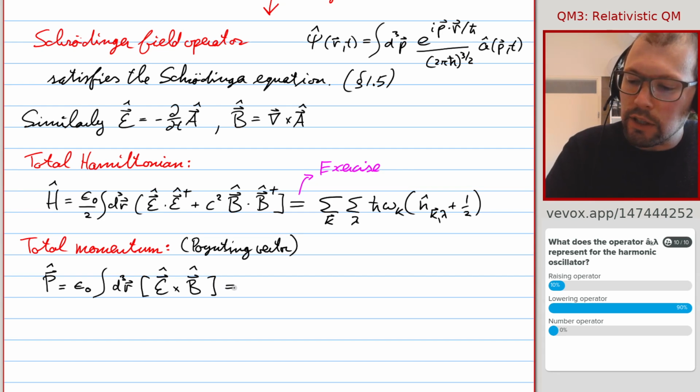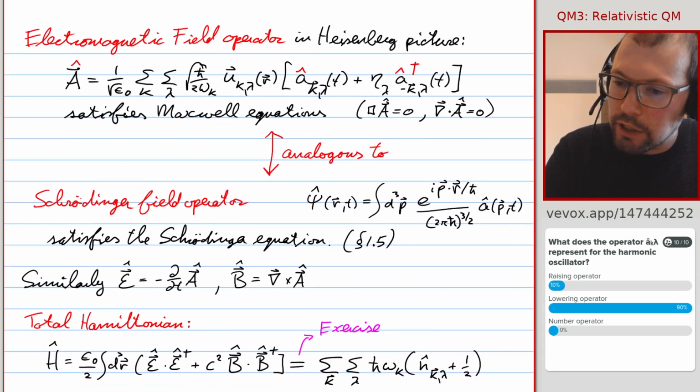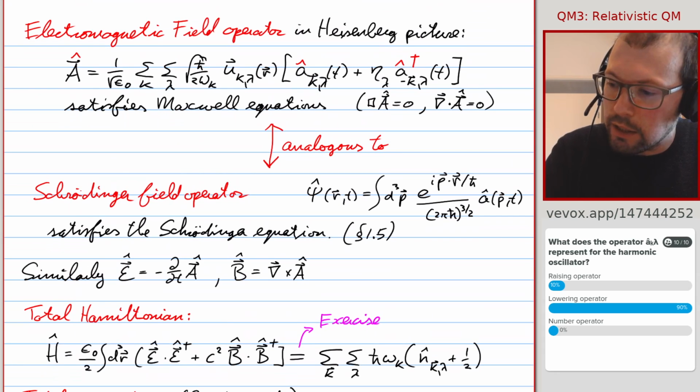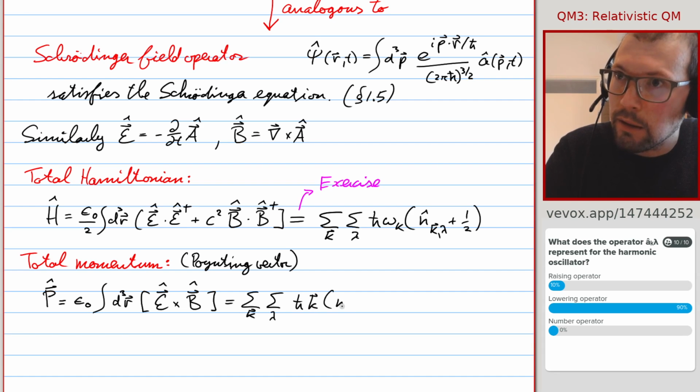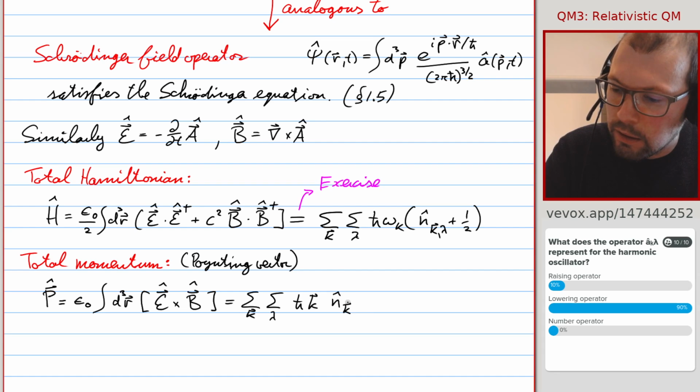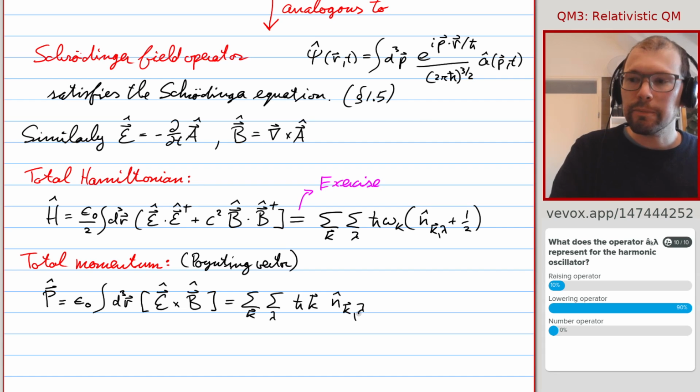And this is not a calculation I will do, but I'll just show you the answer. If I plug in our expression for the vector potential in terms of A and A dagger, it is again expressed in terms of the number operator there.